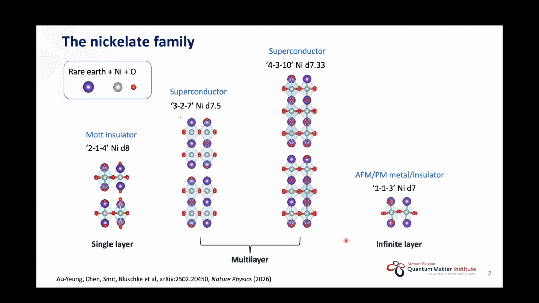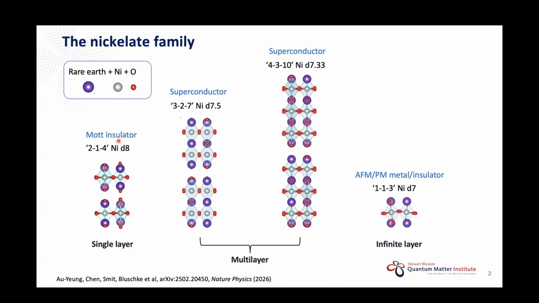So, a brief overview of the nickelates family. The entire family is actually very interesting. The building block of this family is the nickel-oxygen octahedron. If we only have a single one of them in each layer, it is a single-layer 214 nickelate, and it's known to be a Mott insulator. If you stack more of these building blocks together, we have this 327 bilayer nickelate.